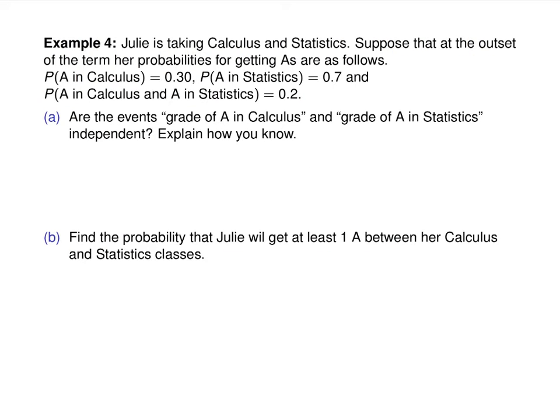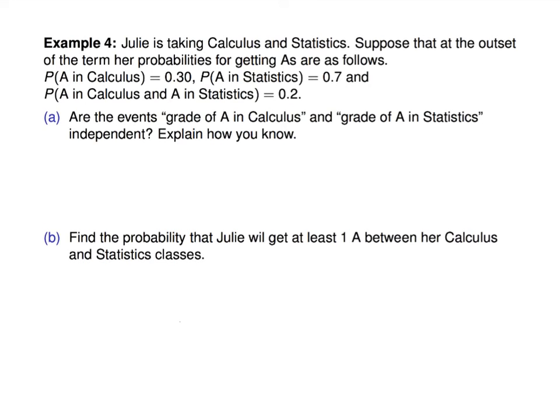So Julie, poor Julie, is taking both calculus and statistics. And we're going to suppose that at the outset of the term, the probabilities for her getting A's are as follows. The probability of an A in calculus is 0.3, and the probability of an A in statistics is 0.7. The probability of an A in both is 0.2. You could have found this from, say, your teacher's data or something like that. So question A, are these things independent?